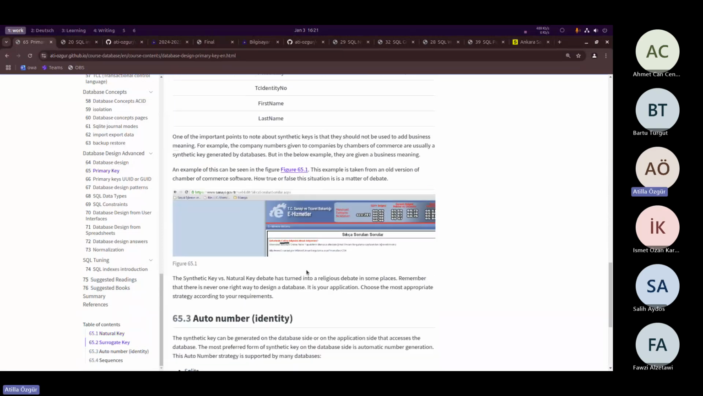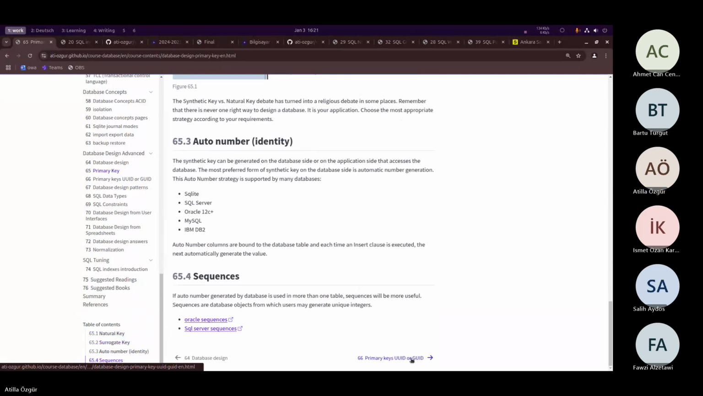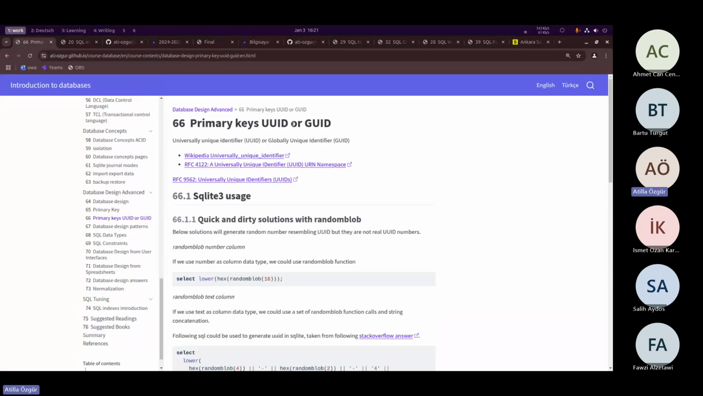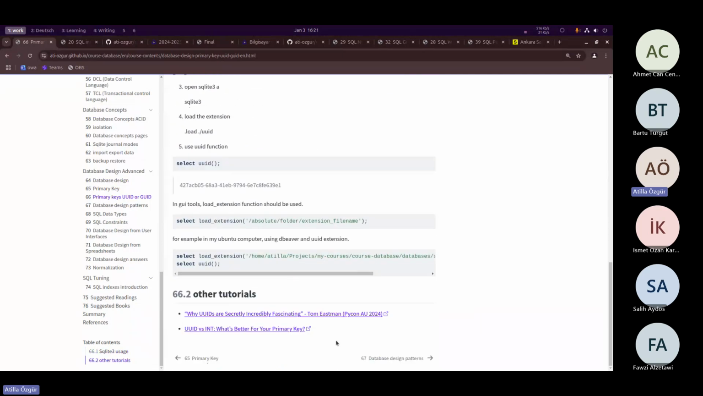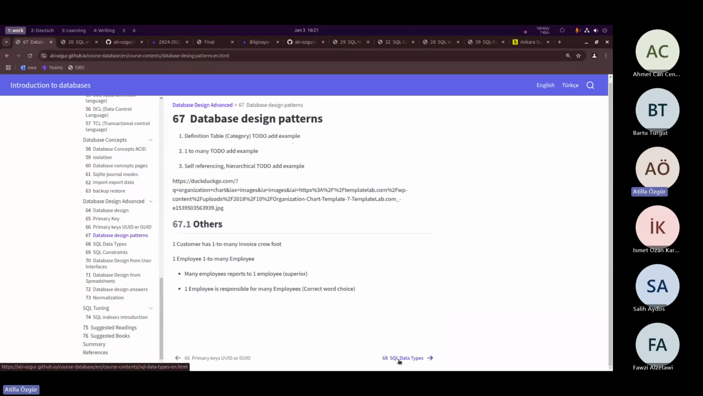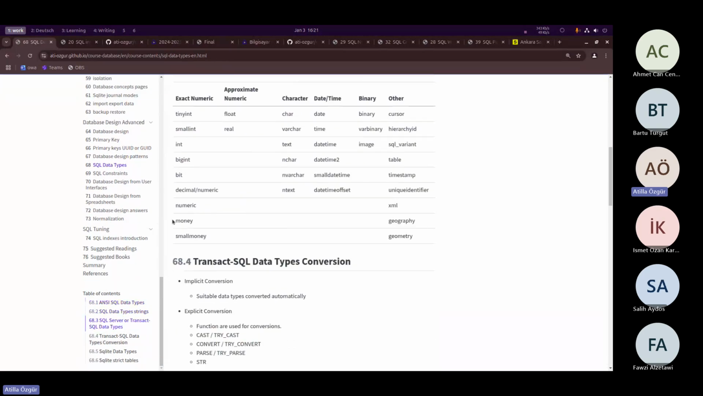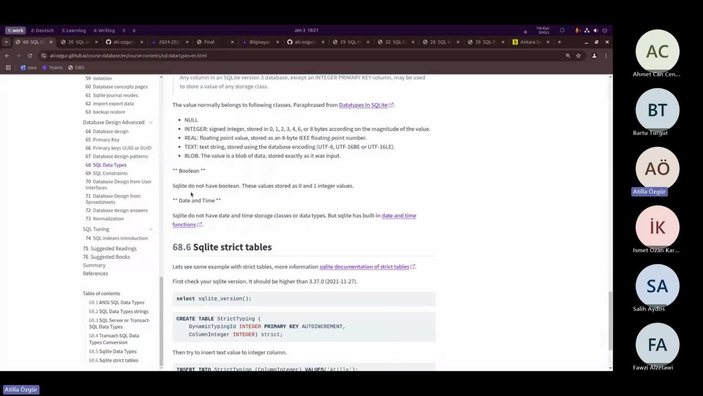We have talked about the auto number identity and shown examples. This primary key, UUID or GUID, again, we have talked about it. This is again not so important, but you should know about them. We have talked a little bit about these database design patterns. We have talked about data types. A lot of the data types are similar. For SQLite, we have these null, integer, real, text, and blob data types.